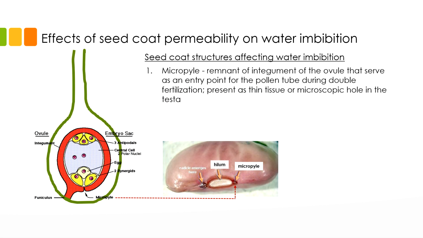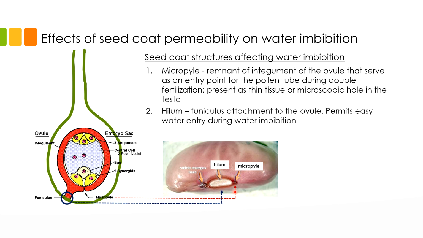In some seeds, there are additional structures in the seed coat that allow for easy entry of water. The micropyle, for example, is the remnant of the integument of the ovule that serves as an entry point for the pollen tube during double fertilization. In the seeds, it is present as a thinner tissue or microscopic hole in the testa or seed coat. The micropyle aids in the entry of water into the seed during imbibition.